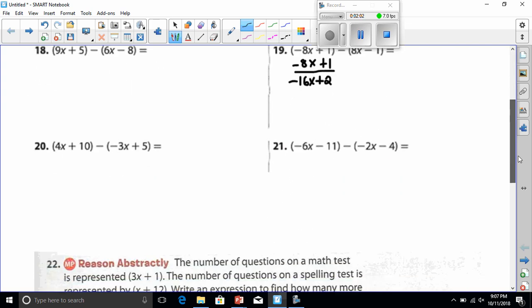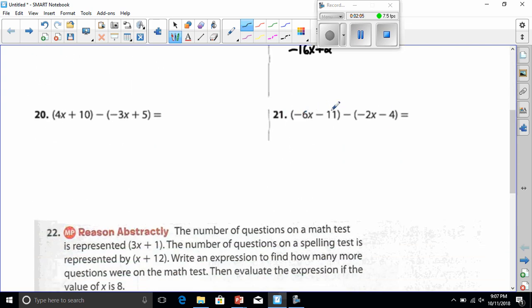It's just saying subtract. All right, number 21 says negative 6x minus 11 minus negative 2x minus 4. So again, we're going to find the inverse. The opposite of negative 2x is going to be positive 2x. And the opposite of negative 4 is going to be positive 4. And let's combine. Negative 6 plus 2 is negative 4x. And negative 11 plus 4, well, that's going to be negative 7. That's our answer, negative 4x minus 7.